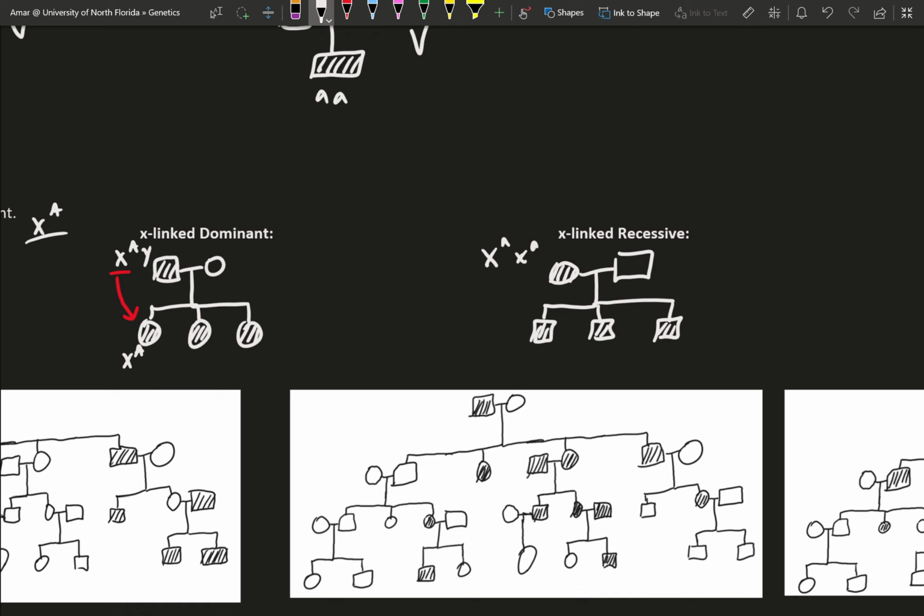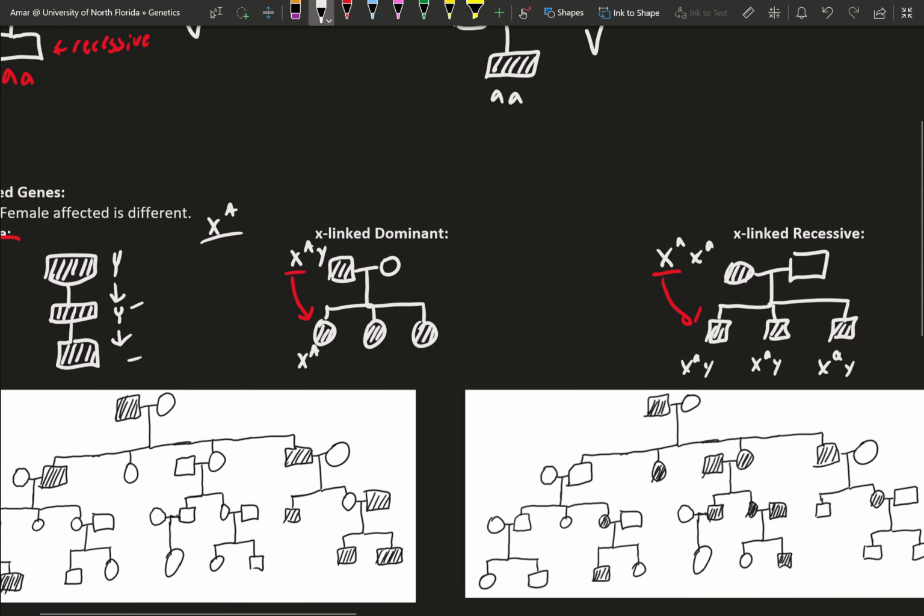Because males only have one X chromosome, the only X that they're always going to get is from their mom. So the mom will always give this X little a to all of her sons. So therefore, all of her sons will be X little a Y, X little a Y, and X little a Y.